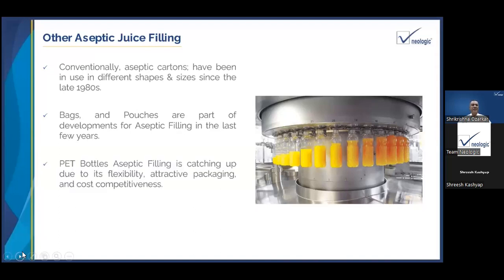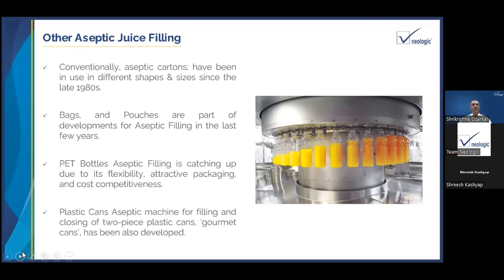PET bottles, aseptically filled PET bottles are also catching their way in the new market due to their flexibility and also the attractive packaging. And as I mentioned earlier, majorly due to the cost competitiveness. Plastic cans, this is also picking up as the latest trend, or what you can say gourmet cans. So these are going to be supplied to the chefs when they're aseptically filled, and this can be used for different products, the products which also have certain particles in their structure.